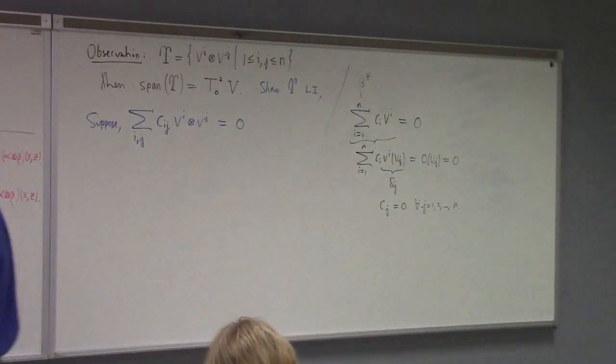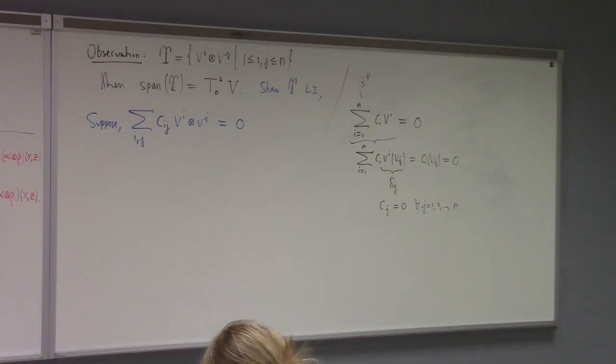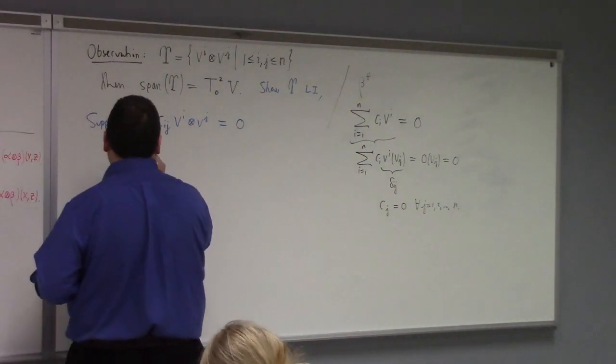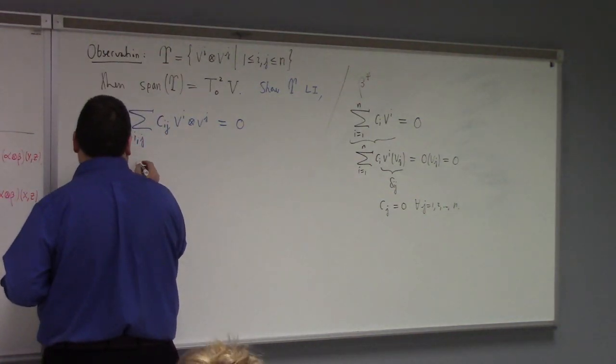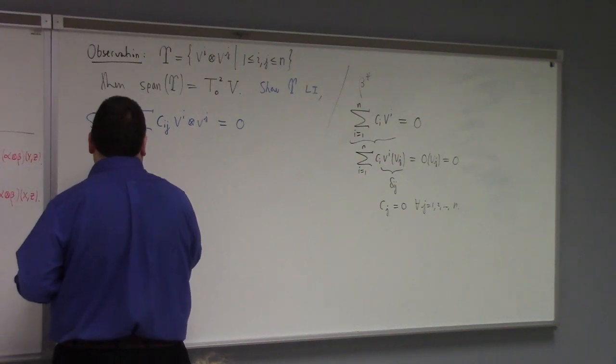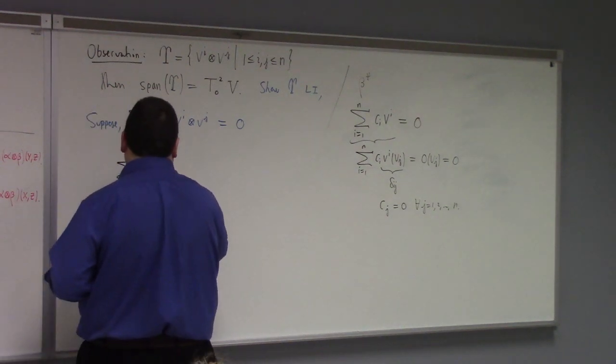You say what? Act on v^i v^j. I like it. I think that'll do it. Right? So if we take this contraption here, sum over i and j, this is a bilinear form, right?